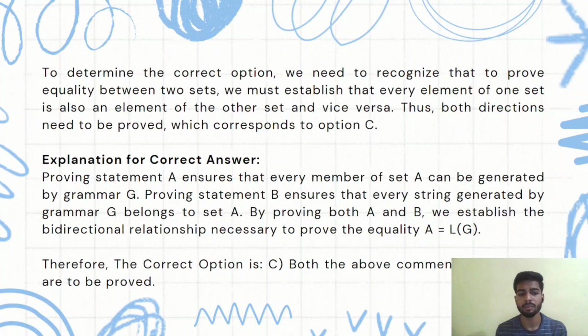Explanation for the correct answer: proving statement A ensures that every member of set A can be generated by grammar G. Proving statement B ensures that every string generated by grammar G belongs to set A. By proving both A and B, we establish the bidirectional relationship necessary to prove the equality A equal to L(G). Therefore, the correct option is C. Both the above comments A and B are to be proved.